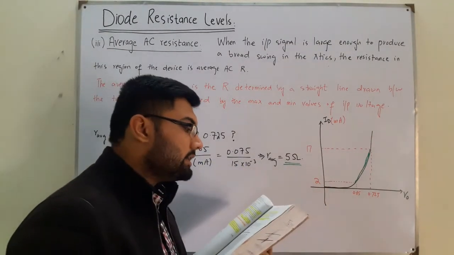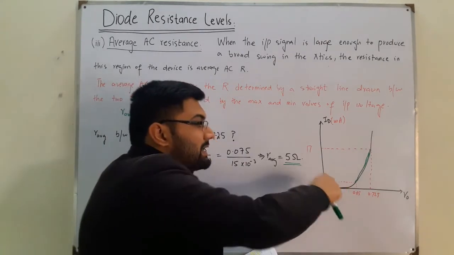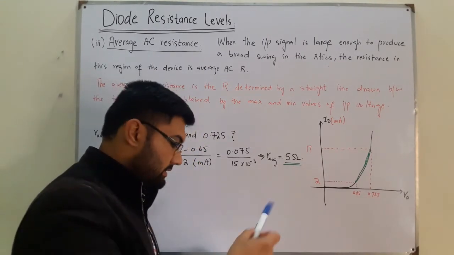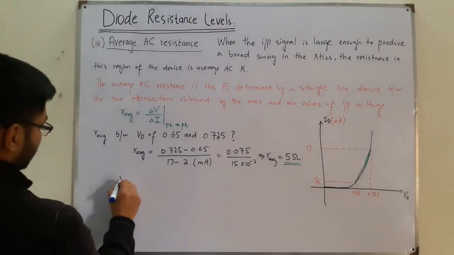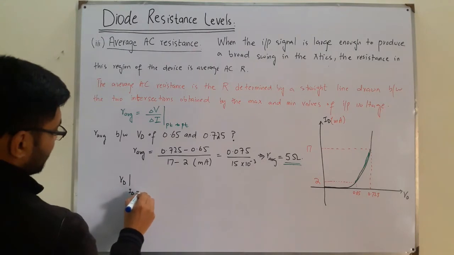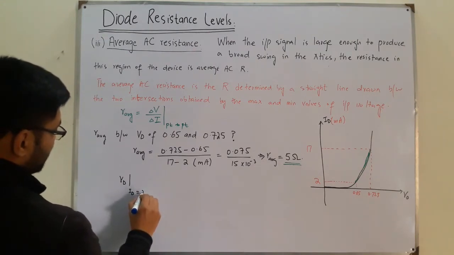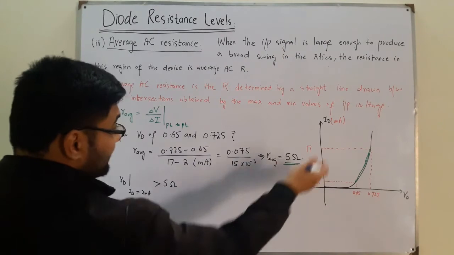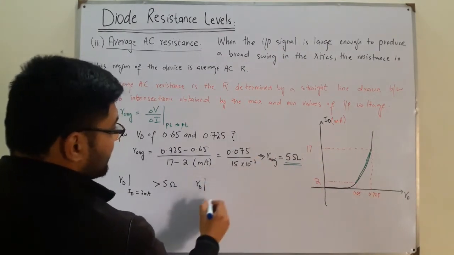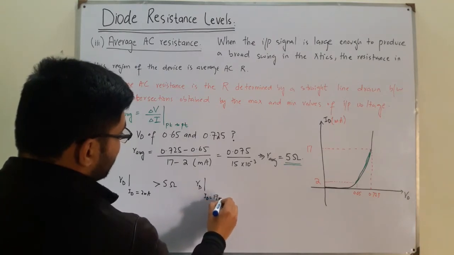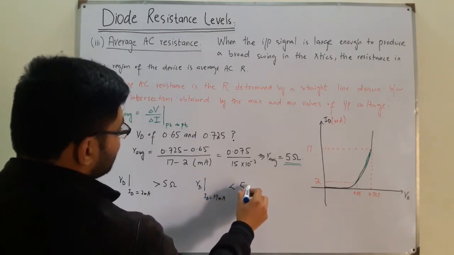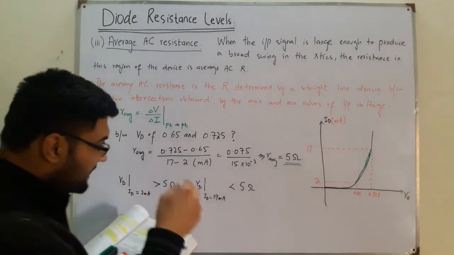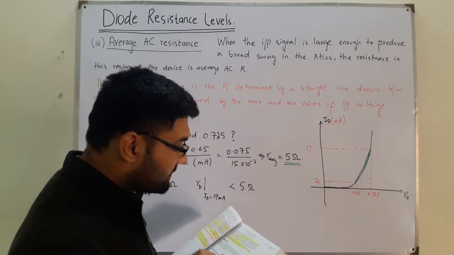So if the AC resistance RD was determined at ID equal to 2 milliamperes over here, the resistance would be greater than 5 ohms. Let me write this down as well: the resistance RD, if determined at ID equal to 2 milliamperes, would be greater than 5 ohms. And similarly, if RD is calculated at ID equal to 17 milliamperes, this value would be less than 5 ohms. In between, the AC resistance would make the transition from the high value at 2 milliamperes to the lower value at 17 milliamperes.